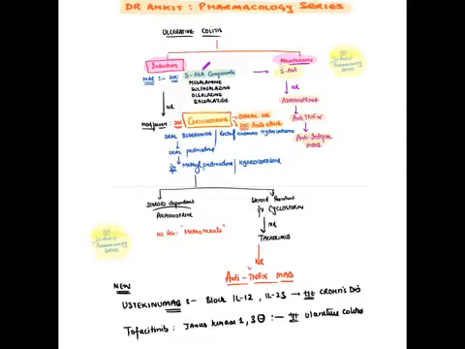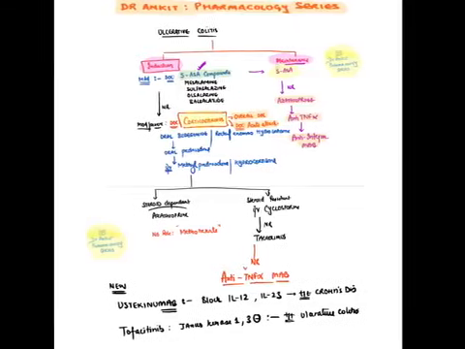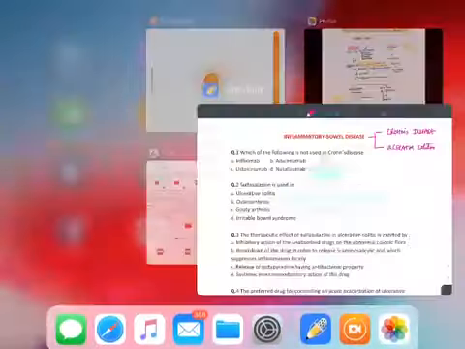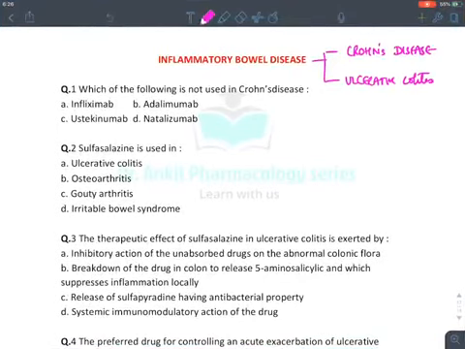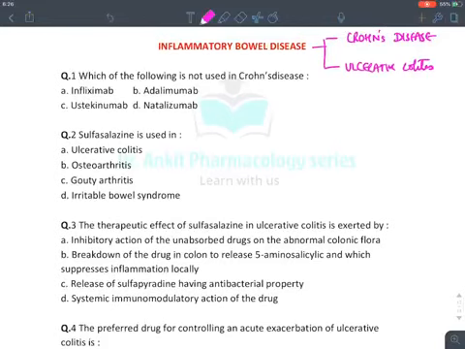It's an oral JAK kinase 1 and 3 inhibitor. It's an oral drug, tofacitinib. It is mainly given for maintenance therapy. It is an oral JAK inhibitor. So this is the treatment of ulcerative colitis. So keeping this in mind, let's solve the questions of inflammatory bowel disease.